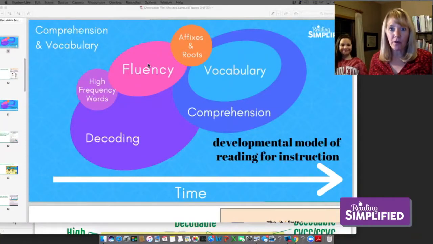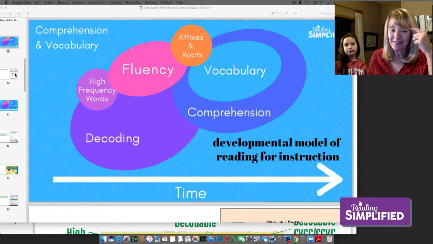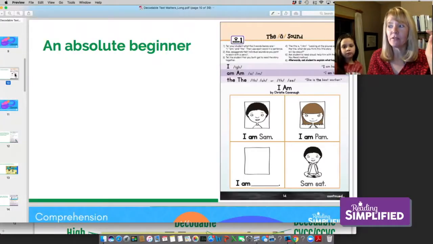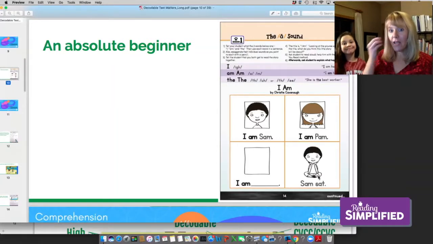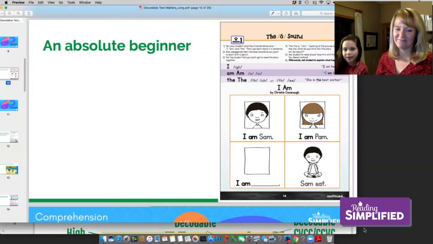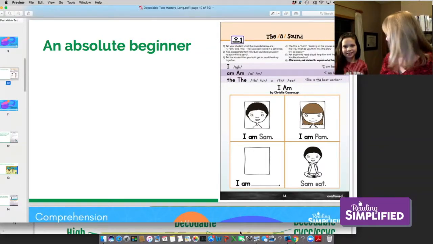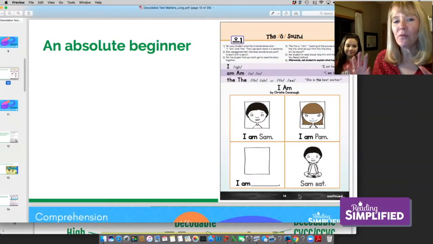But initially, you really want those early sound symbol relationships to get stuck in the child's brain, and you want them to know how to attack words. And so a text like this is appropriate for an absolute beginner. Can you read this text? I am Sam. I am Pam. I am blank. Yeah, we could draw our own name in there. You could draw in I am Tessa. Yeah. And then what's the last line? Sam sat.